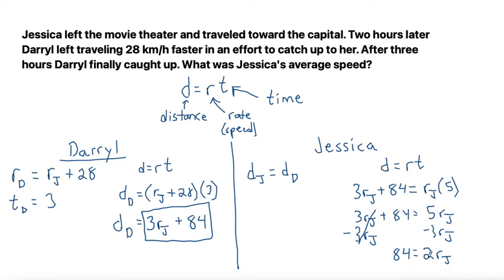And then finally, we want to get the rate of Jessica by itself, so we divide both sides by the coefficient, and 84 divided by 2 is 42. So Jessica's rate is 42, and that would be in a unit of kilometers per hour.